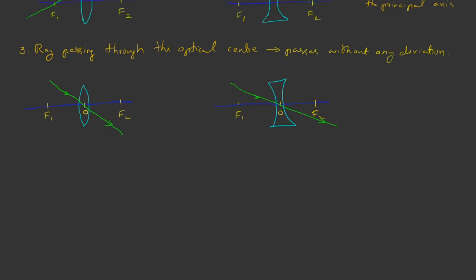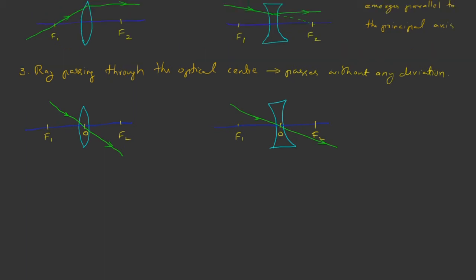So now we are going to study image formation of lens at different positions of the object, and also we will study the image characteristics. So image formation by convex lenses. Here we are going to study 6 types of image formation based on the position of the object.